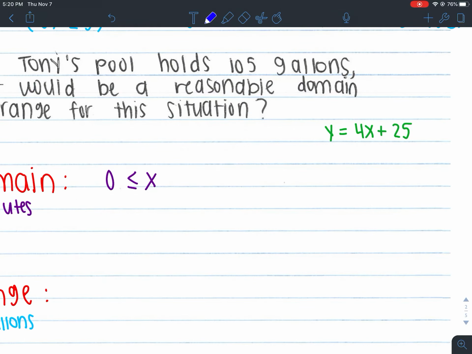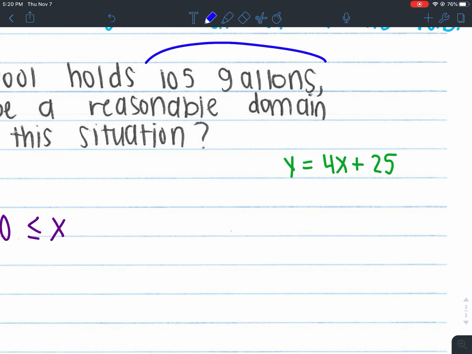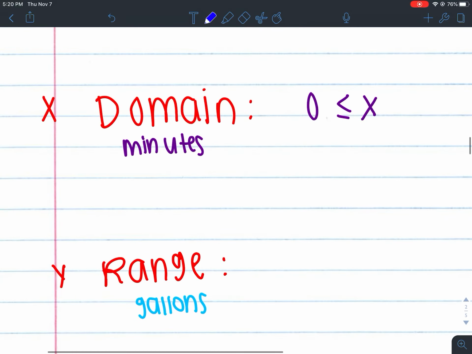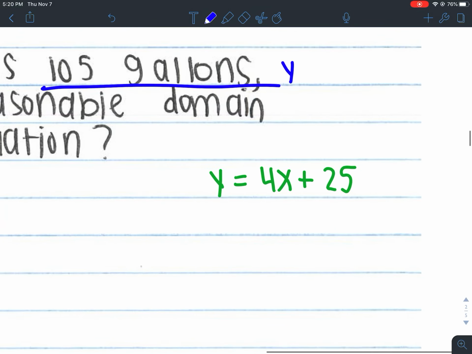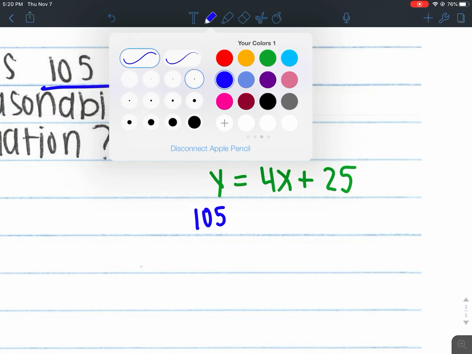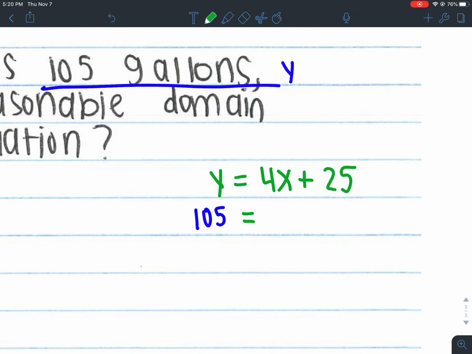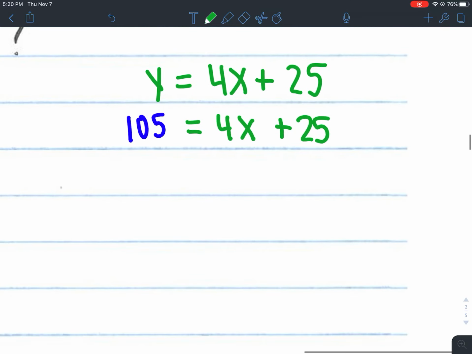So let's use 105 gallons to help us because we need to figure out what's the most amount of minutes. Well, we know the most amount of gallons we can hold is 105. And I also know that gallons is my y value, right? Because our minutes is our x, our gallons is our y. So I want to plug in 105 for y because gallons is y, and then equals 4x plus 25.